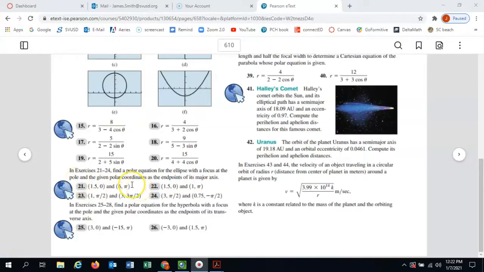They are giving us polar coordinates for the endpoints of the major axis, right? And so remember, if this is an ellipse, right, the major axis, also known as the focal axis, it's the widest portion of that ellipse. And so these are the two endpoints that they're giving us. In other words, those are the two vertices, right? If they're the endpoints, those are the vertices.